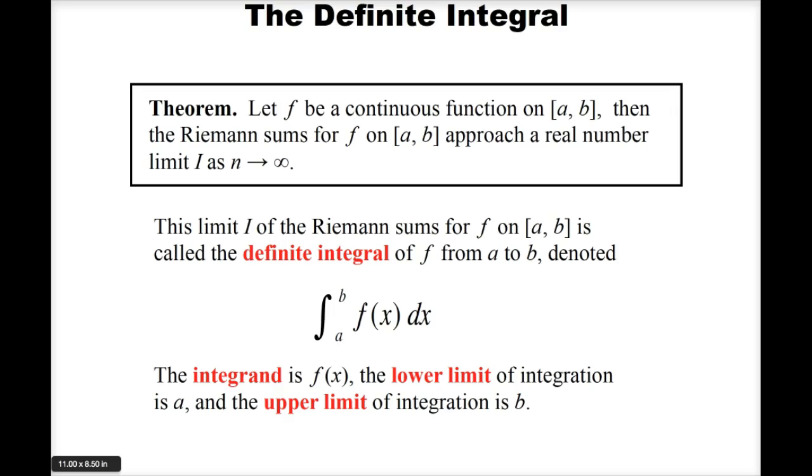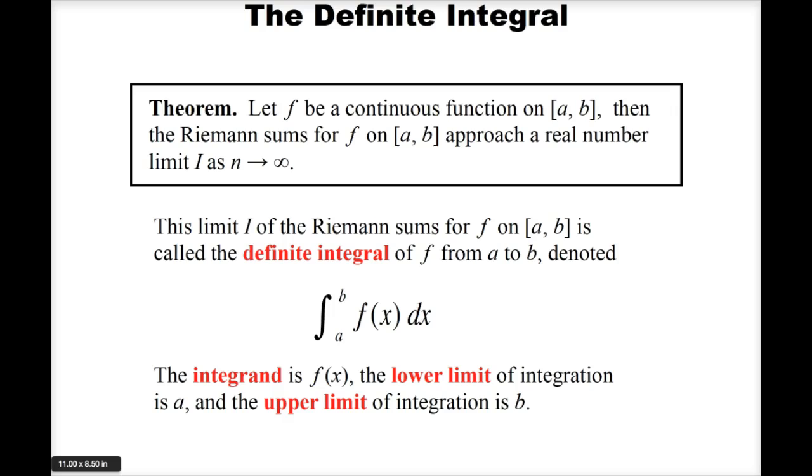So the first thing that we see here is the definition of a definite integral, written as a theorem. It says, let f be a continuous function. That means a function without any holes, gaps, discontinuities, vertical asymptotes, anything like that, over some closed interval of x values, starting at some x value a and going to some x value b.